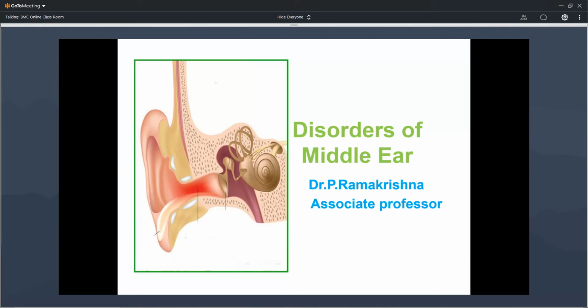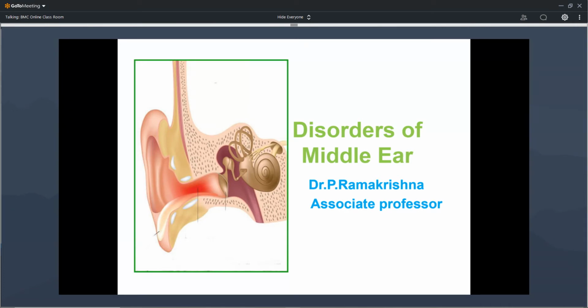So today we'll discuss the disorders of the middle ear. In the last class we discussed the introduction to diseases. The disorders of the middle ear are mainly linked to the eustachian tube. If there is any problem in eustachian tube functioning, then diseases of the middle ear will start. So what are the parts of the middle ear cleft?